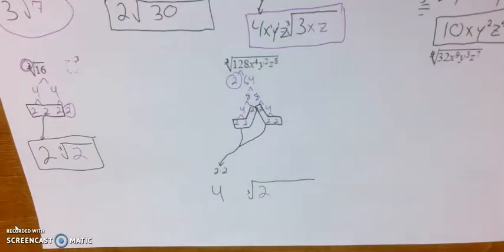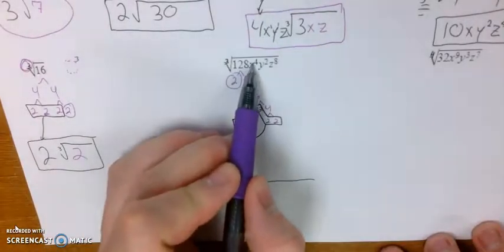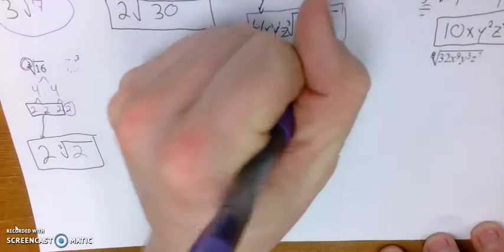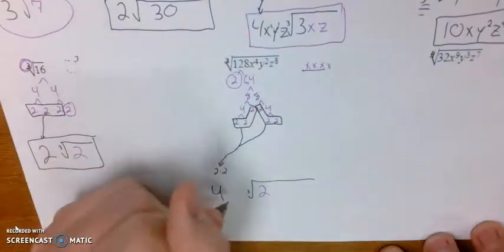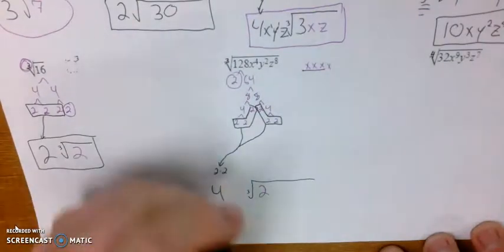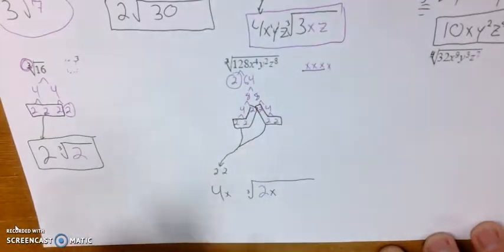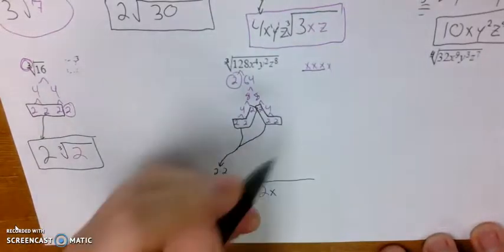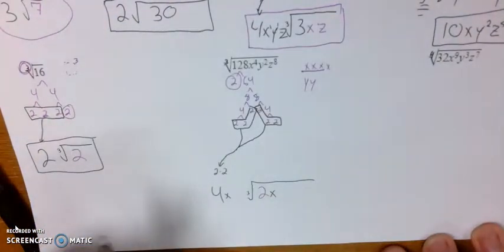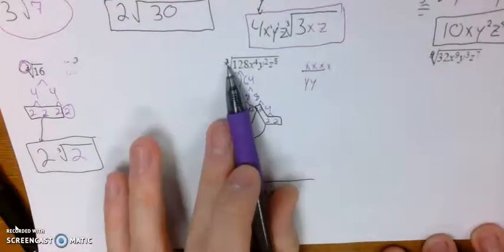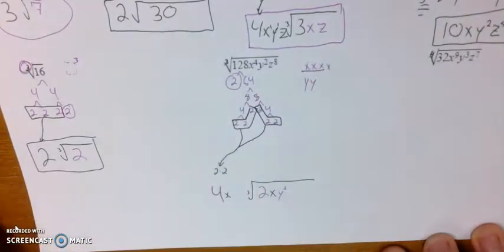And now, just like we did before, we're going to tackle the letters. If I have 4 x's, so that's x, x, x, x, I can make one group of 3, so I have x to the first power, with 1 left over, so I'll have x inside. If I have 2 y's, I don't have enough to make a group of 3, so I can't pull anything out, so this will stay as y to the second power in there.